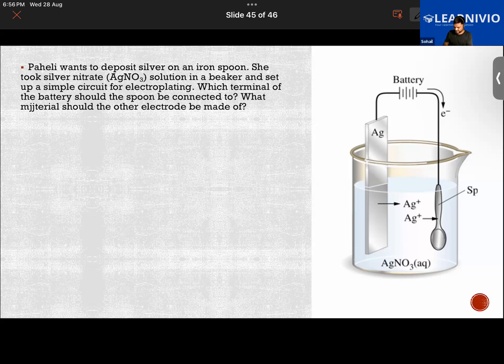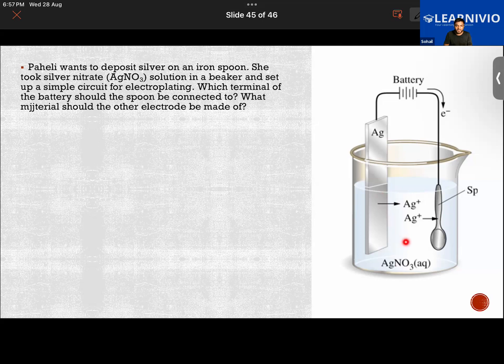Hold on for a minute. In the question, we observe that Paheli wants to do silver plating over this spoon. This is an iron spoon, so obviously there are things that need to be kept in mind while coating silver over an iron object like an iron spoon. We have taken an iron spoon in the setup, and another one is a pure silver strip.